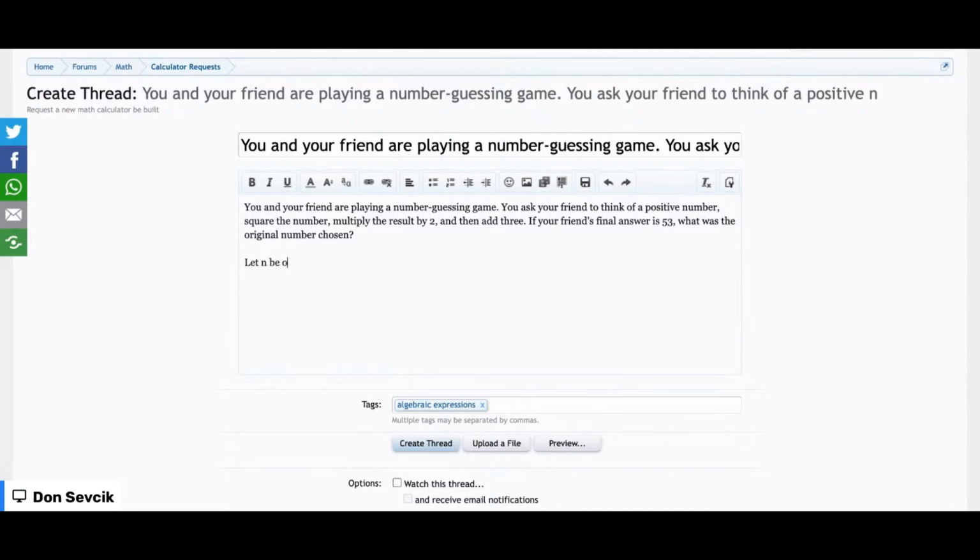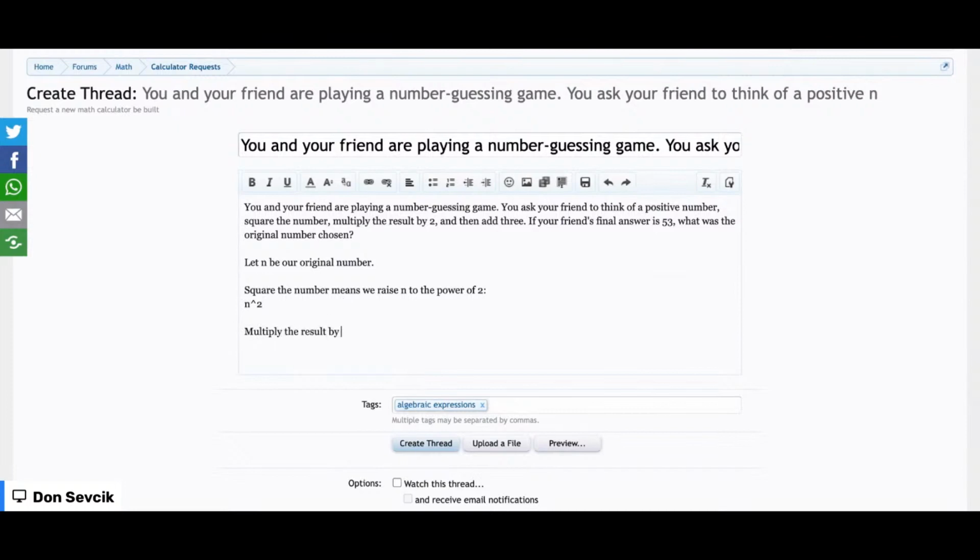Let n be our original number. I'm just going to declare a variable, it could be O, it could be n, it could be x. It doesn't matter. I'll start with n for number. And then we're told it's positive, so there's a clue. Square the number. I'm going to take this in parts. It means we raise n to the power of 2. So we've got n squared. What I'm doing here is building an expression off all this word salad, and then we're going to find out how we get 53.